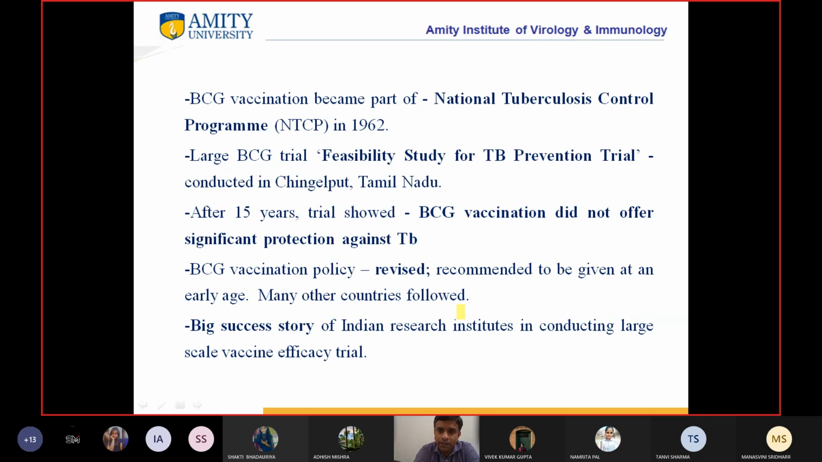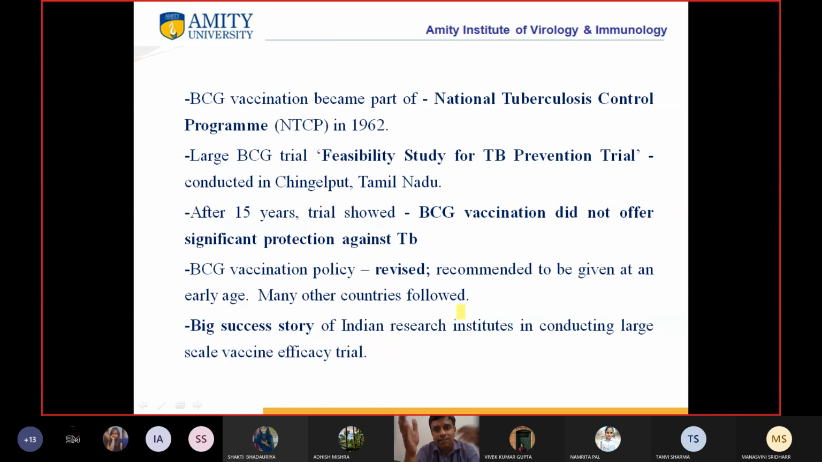It was a very big study, and after 15 years, the trial showed that BCG vaccination did not offer significant protection against tuberculosis. The vaccine was given, but it was not as effective as we thought. Therefore, the BCG vaccination policy was revised. The revised guideline was that the BCG vaccine should be given at an early age. I think you know that when a child is born, within the first few months, the child gets the BCG vaccine. But at that time, if it was given to adults, it was not very effective.